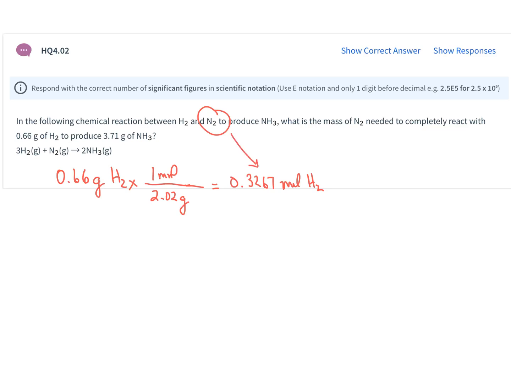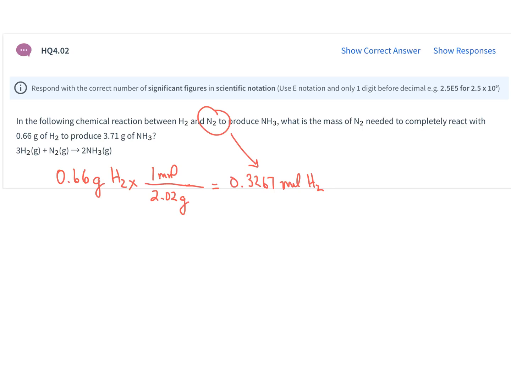Now, ultimately, I need to know how much nitrogen I need to react with this many moles of hydrogen. Because thinking of this reaction as a recipe, right, if I'm making bread and I need 2.5 cups of flour and 1 cup of water, well, in this case, I know how many cups of flour I have. That's the hydrogen. I need to find out, based on that, how many cups of water I would need. That's the nitrogen. So based on the 0.3267 moles of hydrogen, I need to determine how many moles of nitrogen I would need.